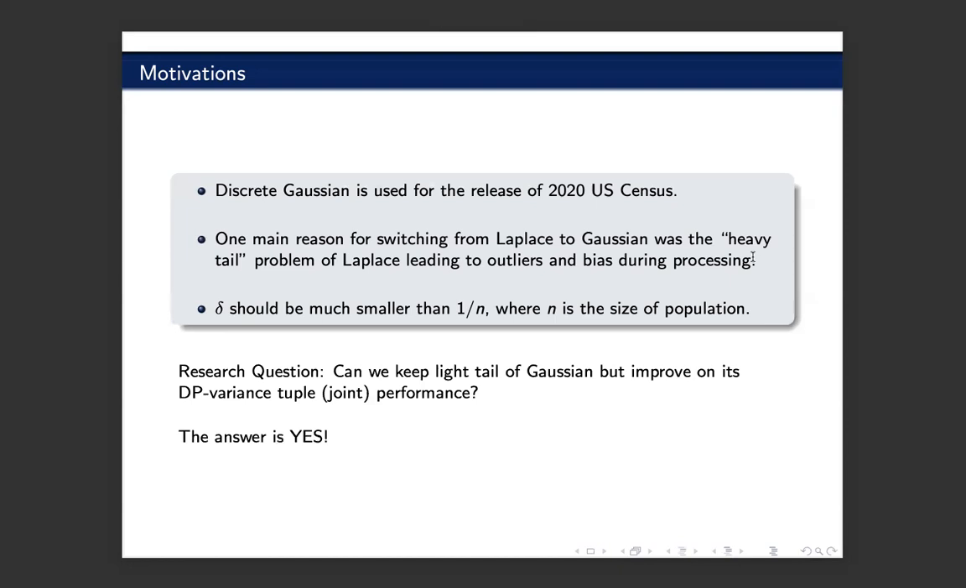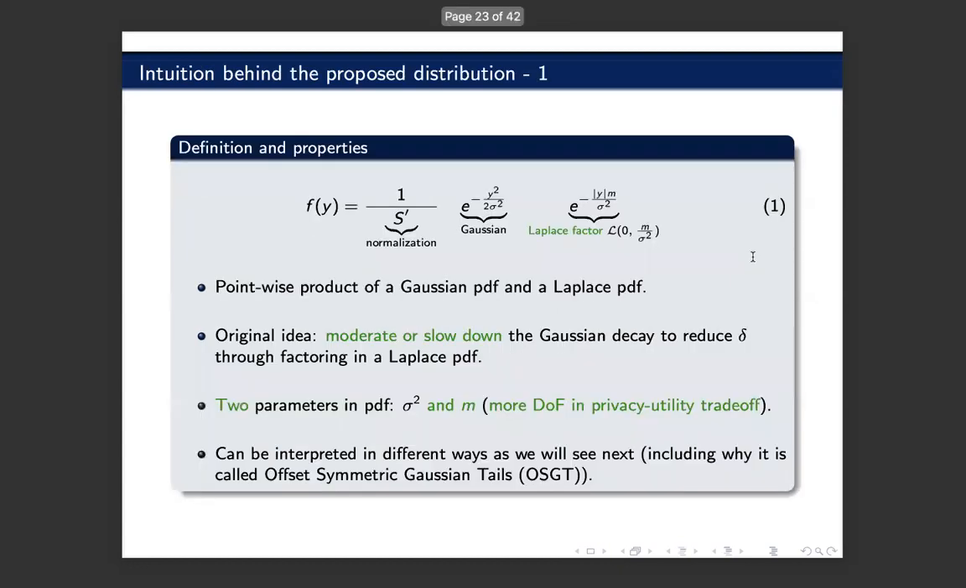And I try to motivate the distribution. That's why this offset-symmetric Gaussian is probably a good candidate, something that both keeps the tail light and also has a better epsilon-delta privacy performance compared to the Gaussian. Our initial gut feeling is how it really started. I was playing around with the Gaussian, and I said, how about I modulate it?